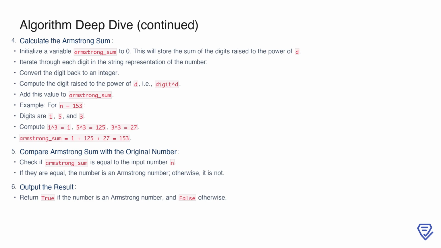Finally, we compare this sum to the original number, n. If they are equal, the number is an Armstrong number, otherwise, it is not. The result is then returned as true or false accordingly.